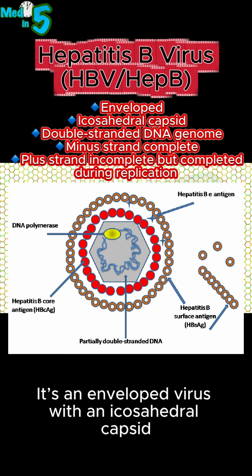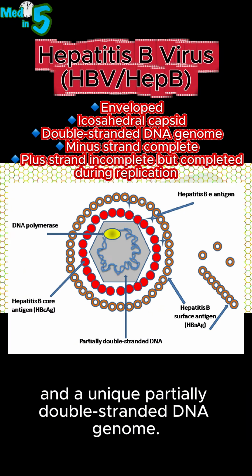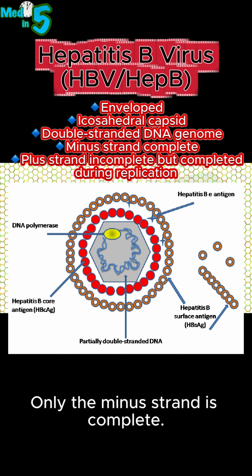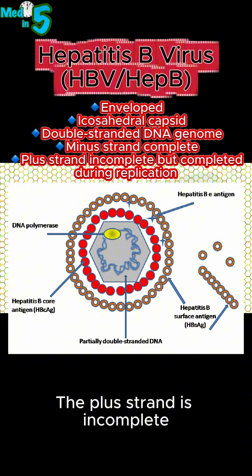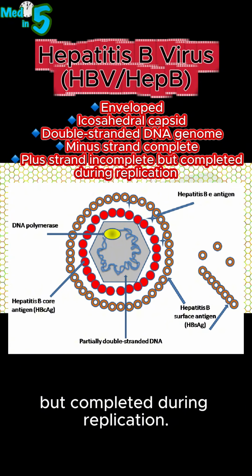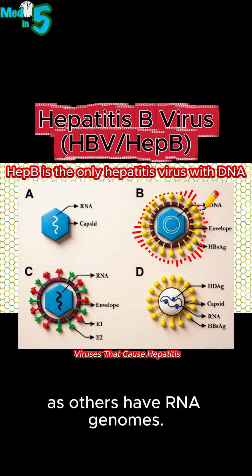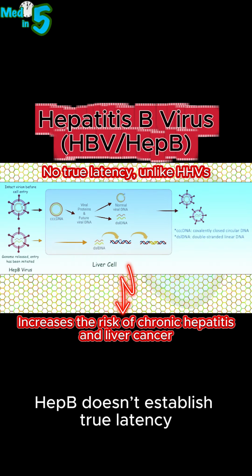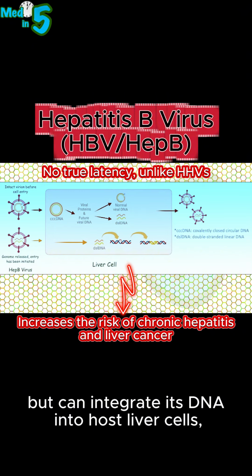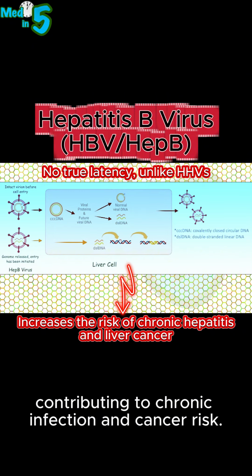It's an enveloped virus with an icosahedral capsid and a unique partially double-stranded DNA genome. Only the minus strand is complete. The plus strand is incomplete, but completed during replication. Hep B is the only hepatitis virus with DNA, as others have RNA genomes. Unlike herpes viruses, Hep B doesn't establish true latency but can integrate its DNA into host liver cells, contributing to chronic infection and cancer risk.